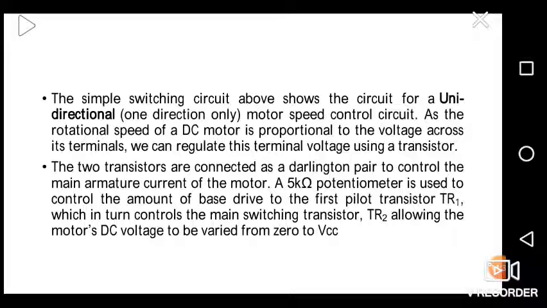As the rotational speed of a DC motor is proportional to the voltage across its terminals, we can regulate this terminal voltage using a transistor. The two transistors are connected as a Darlington pair to control the main armature current of the motor. A 5 kilo ohm potentiometer is used to control the amount of base drive to the first pilot transistor TR1, which in turn controls the main switching transistor TR2, allowing the motor DC voltage to be varied from 0 to VCC.